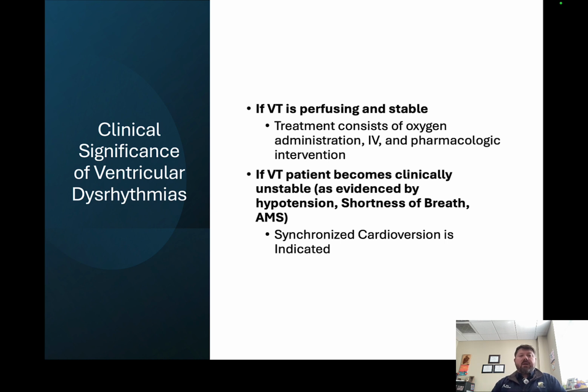So if ventricular tachycardia is perfusing and stable, treatment consists of oxygen administration, IV, and pharmacological intervention. If the VTAC patient becomes clinically unstable, as evidenced by hypotension, shortness of breath, altered mental status, synchronized cardioversion is indicated. So in the case of your tachyarrhythmias with a pulse, synchronized cardioversion is always going to be your first step if that patient is hemodynamically unstable.